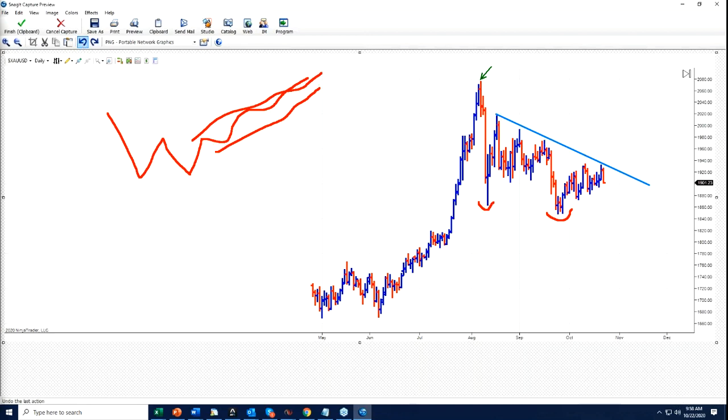So this shape, almost without doubt, is telling us that the next move is going to be lower. Now, it hasn't been easy. The last 6 weeks have looked like this. So we're getting closer to resolving this thing, and I think that's the good news.